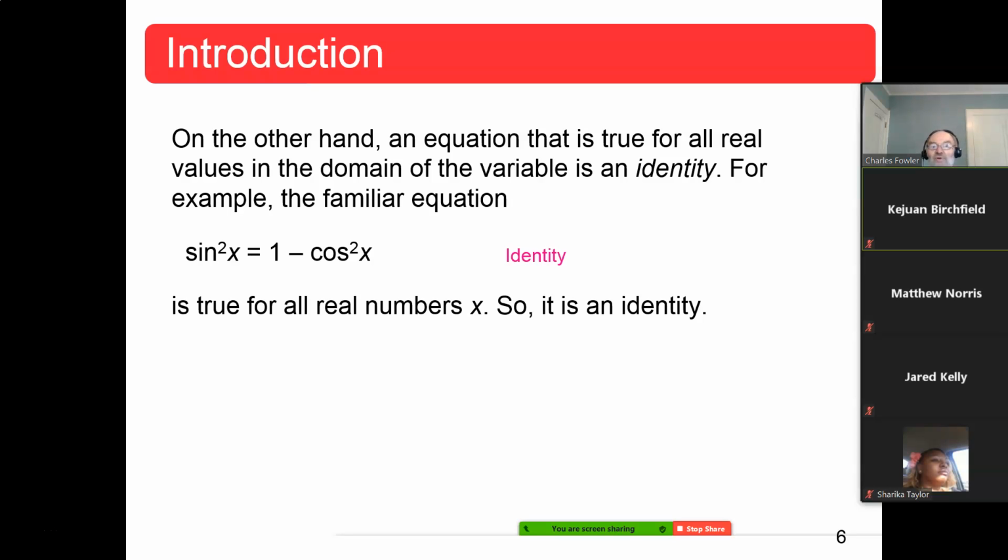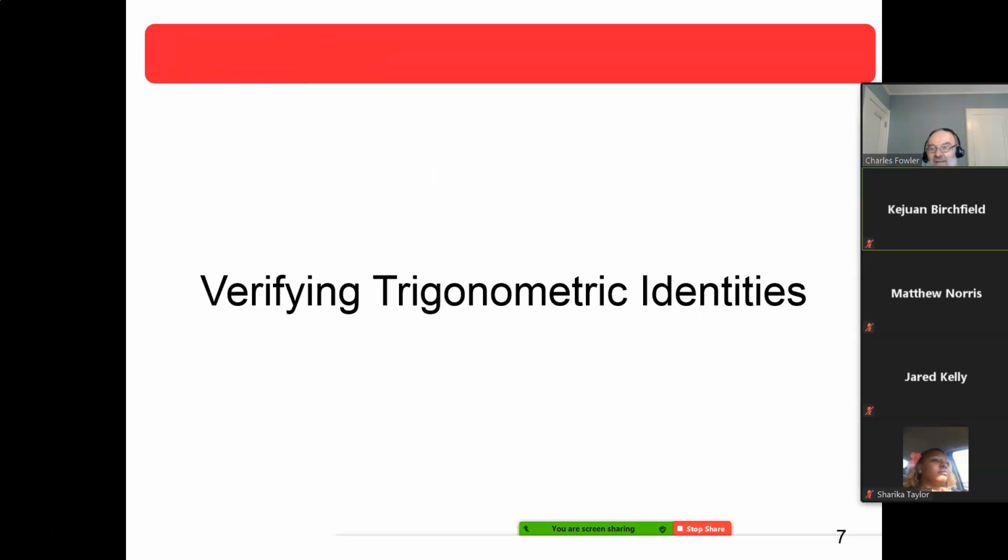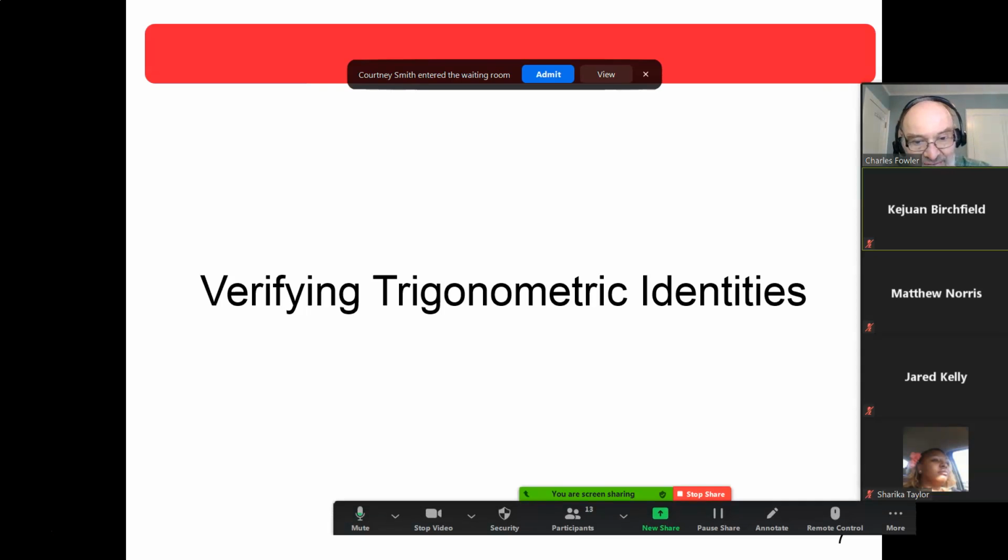So in this section, we're going to be verifying identities, not solving equations. They look a lot alike, but they're not. These are going to be identities, and we're going to need to verify and make sure they're true. Okay, that's where we're starting from. So the first subtopic here is verifying trigonometric identities.